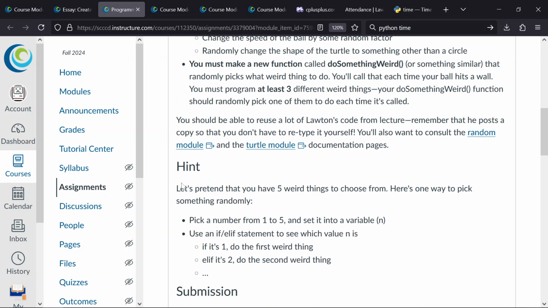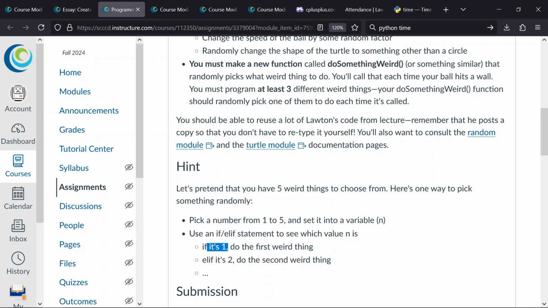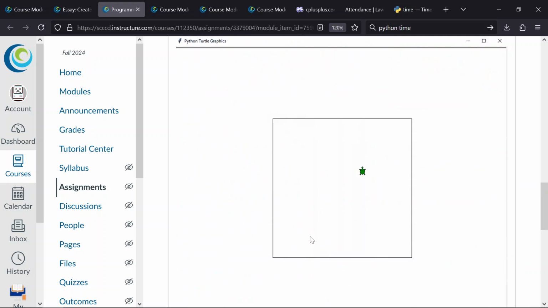As a hint to pick something random, because you're going to have to pick one of these random things to do each time, here's a way to roll a 5-sided die. If you have 5 weird things to choose from, you'll pick a random number between 1 and 5. You know how to do that with the random library, and then just use a big long if-elif to do one or the other. If the random number was 1, do your first weird thing. Elif that random number happened to be 2, do your second weird thing. That's how you can choose from one of the 5, for example, or one of the 3, however many you make. So just make a program that somehow looks like this, and that's pretty much what I'm looking for.